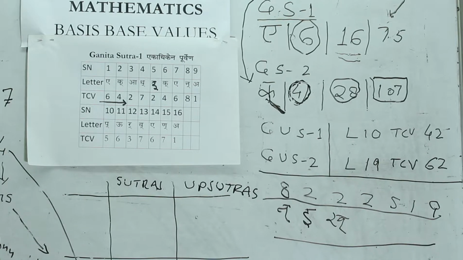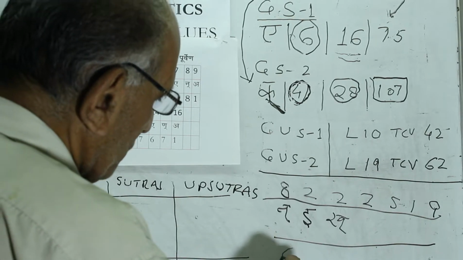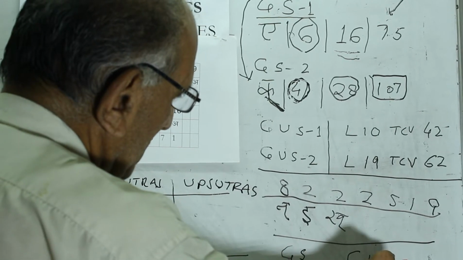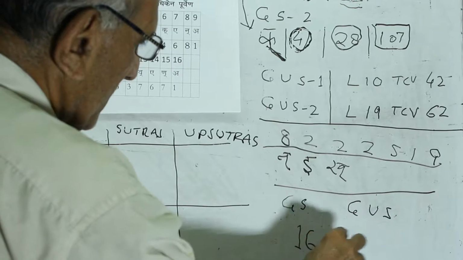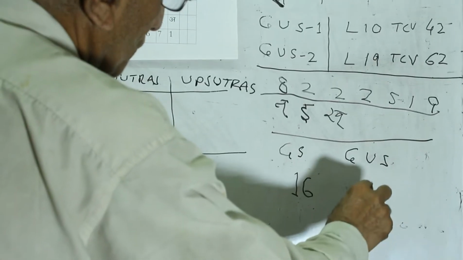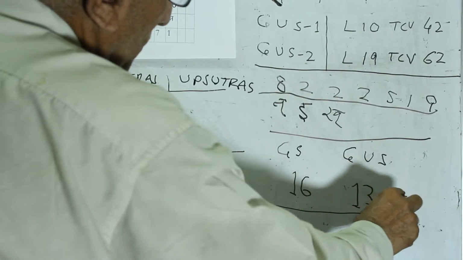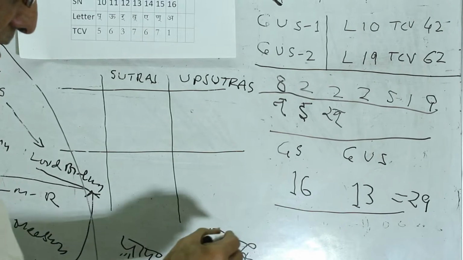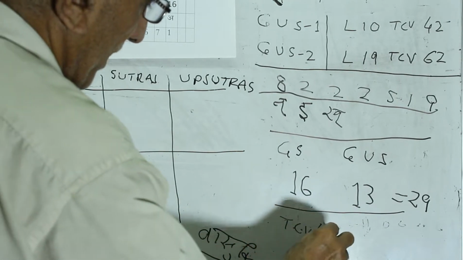Therefore, here we should again have a pause that parallel to Ganita Sutras are the Ganita Upasutras. There are 16 Ganita Sutras and there are 13 Ganita Upasutras. This gives a summation value 29.